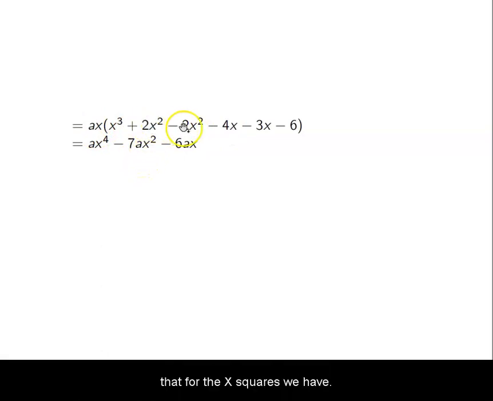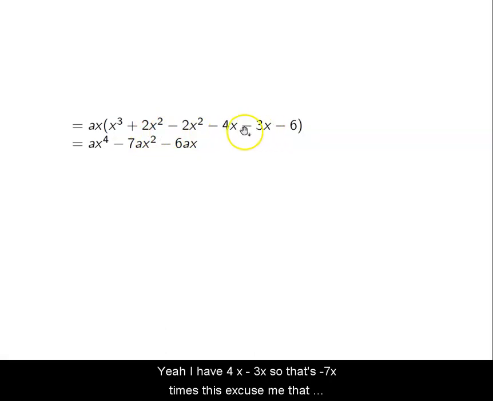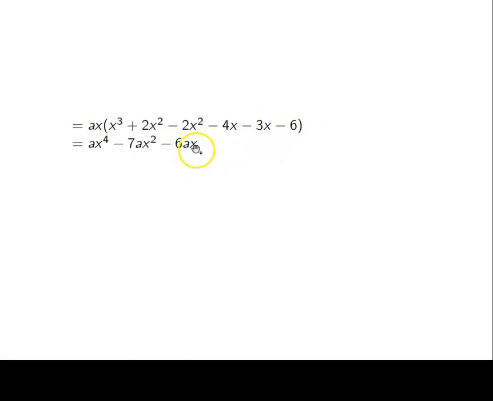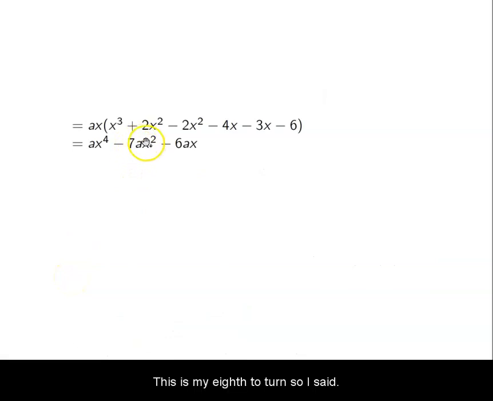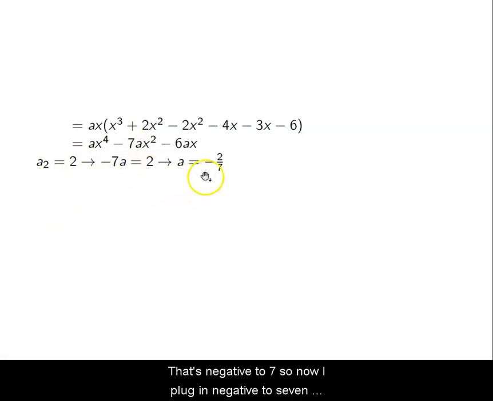So here we see that for the x squared terms, 2 minus 2 means that they go away. Here I have negative 4x minus 3x, so that's negative 7x, times this x gives me negative 7a x squared, because this gets bumped up by this value of x, and then the 6 turns into an ax from this value. So I want my a2 term, which I said I wanted to be 2. This is my a2 term. So I set negative 7a equal to 2, and I solve for a. So a is negative 2 over 7.